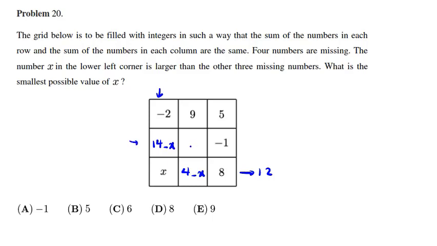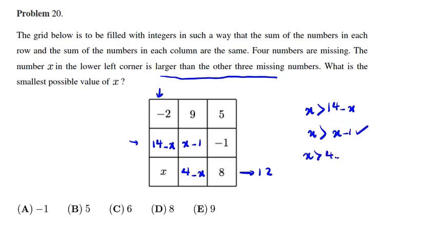So we conclude what? This plus what is 12? 14 minus 1, 13. -1 plus x. This 12 also, if we check here, it will be 12. So now 12 is okay. It says x is larger than the other 3 missing numbers. So x is greater than 14 minus x. x is greater than x minus 1, which is obvious.